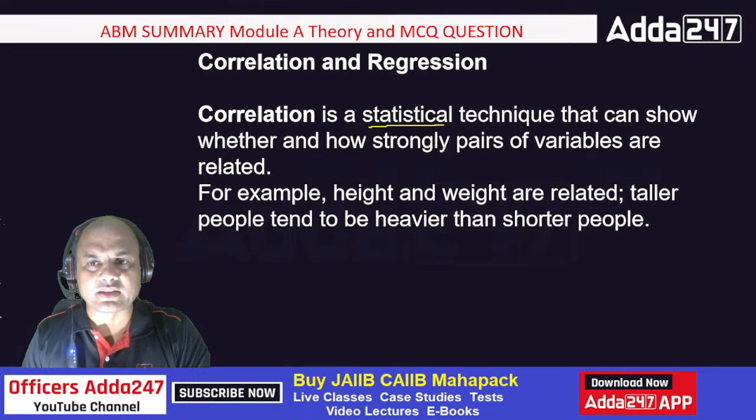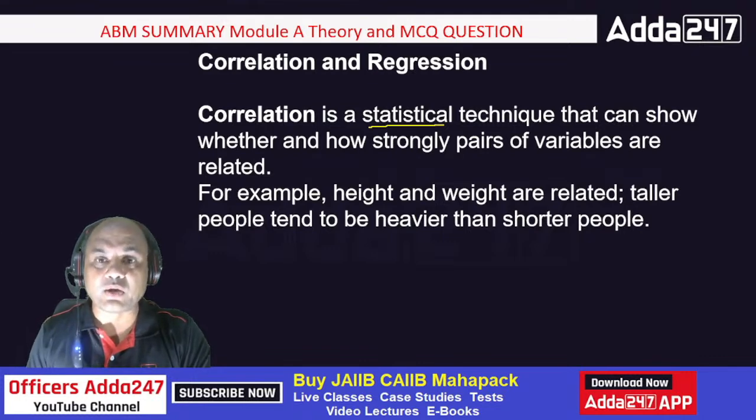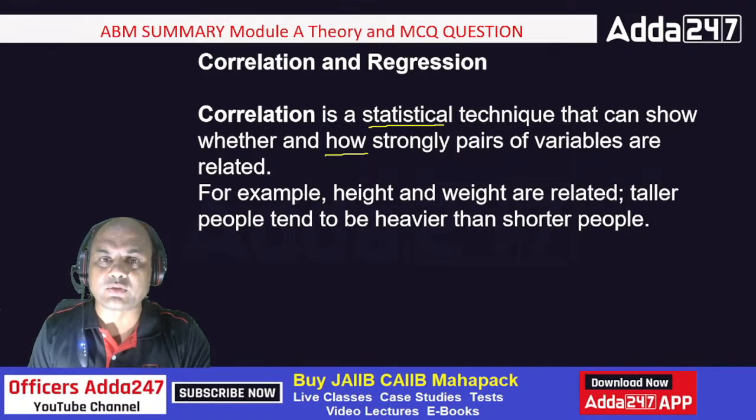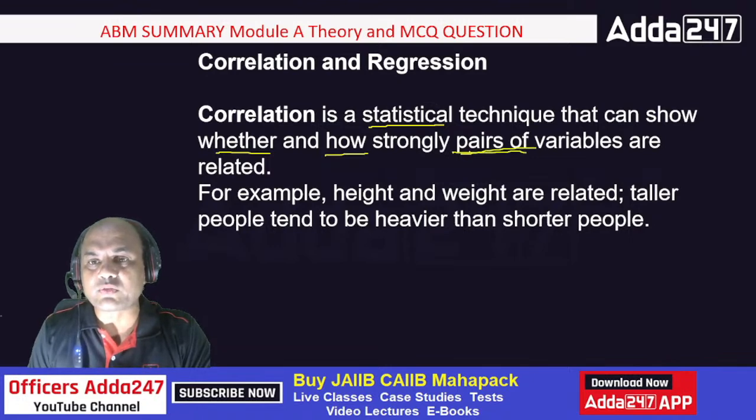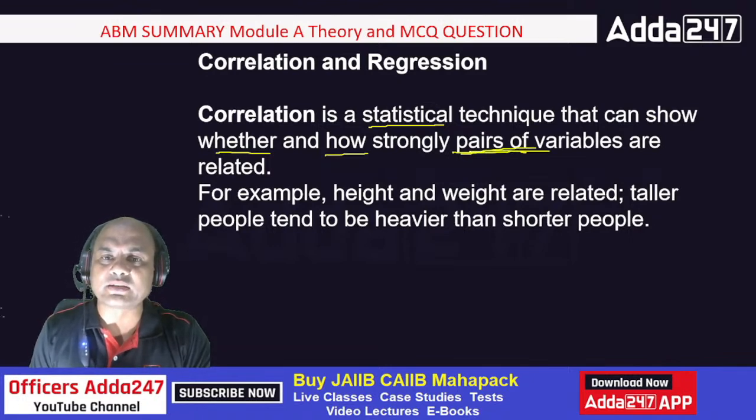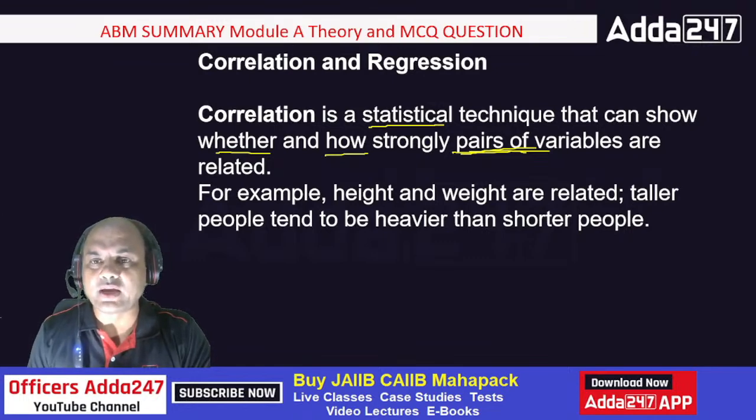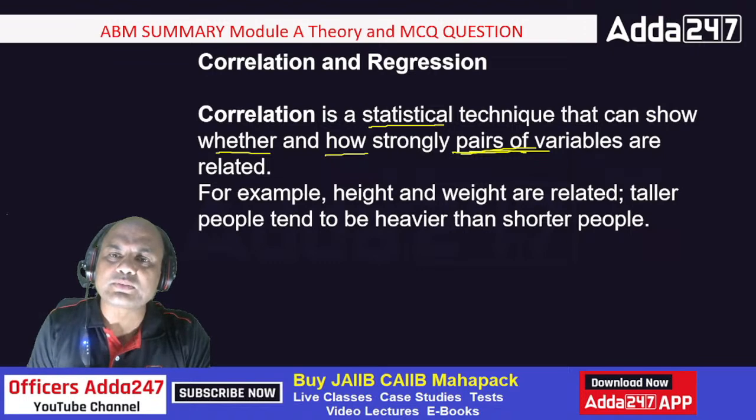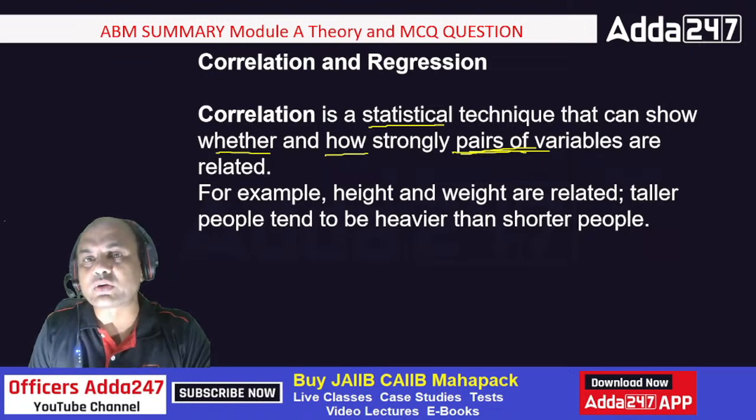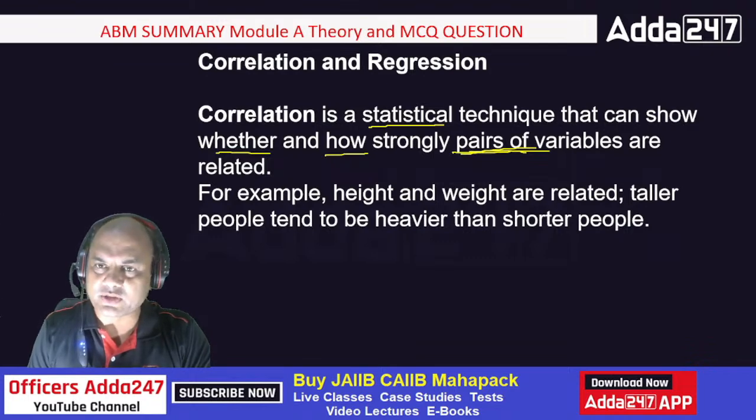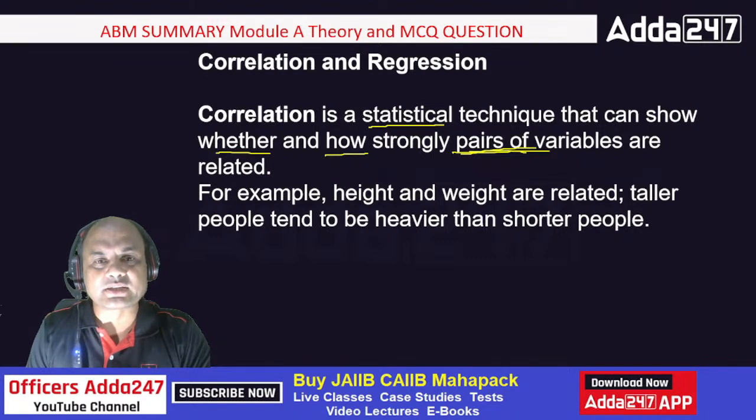So a statistical technique that can show whether and how, see here, both whether also and how also, strongly the pairs of the variables are related. See here, pairs of the variables. So the important words over here, which I have marked in yellow, are statistical, whether and how, and pairs. So correlation is mainly related to pairs. Means what? Two elements. Correlation will always relate to two elements. Okay, so it is a statistical tool showing whether and how the pairs of variables are related.